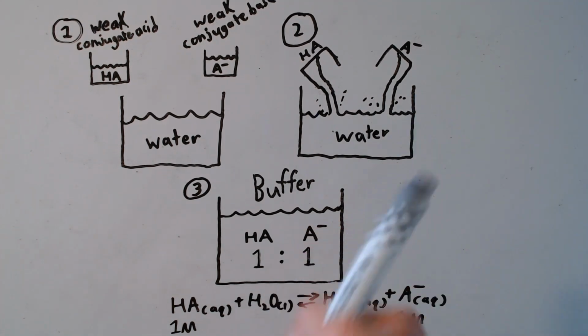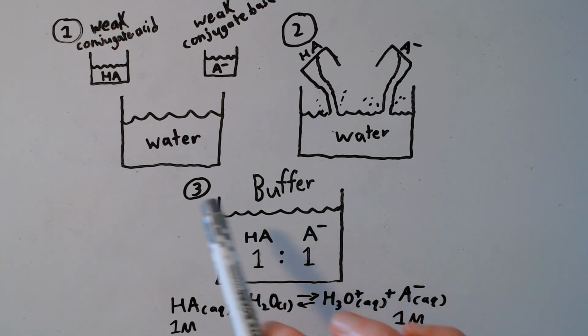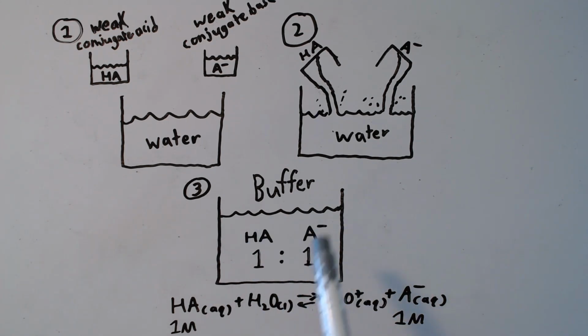So this buffer right here that we have, this HA and A minus buffer, its function is to resist changes in pH. And how it does this is by, when we add, let's say, a strong acid or a strong base, it prevents that strong acid or the strong base from changing the pH of the solution. And I'm going to show you an example right now illustrating how this type of buffer acts to prevent these pH changes from strong acids or strong bases.